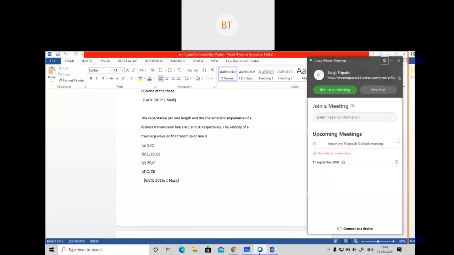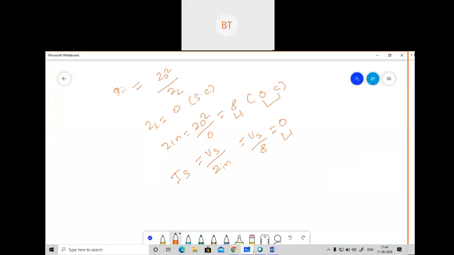One thing I wanted to make clear here: the Z naught value is given. You already know that Z naught is equal to under root L by C. So if you are aware of those terms, now you can solve this question. I had not told you before, now I'm telling you: always remember Z naught equals under root L by C.